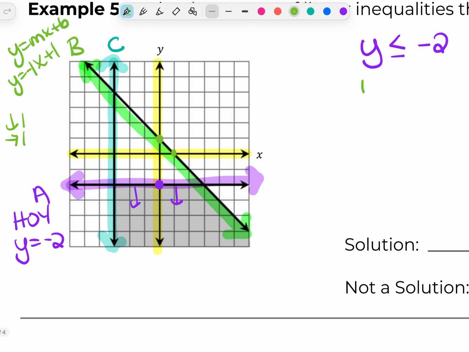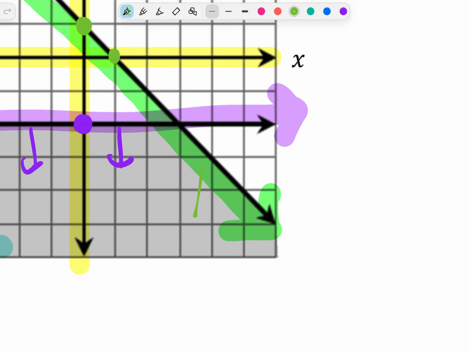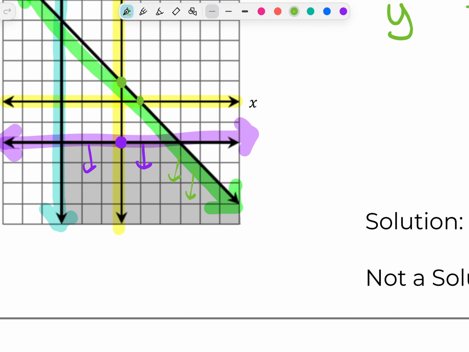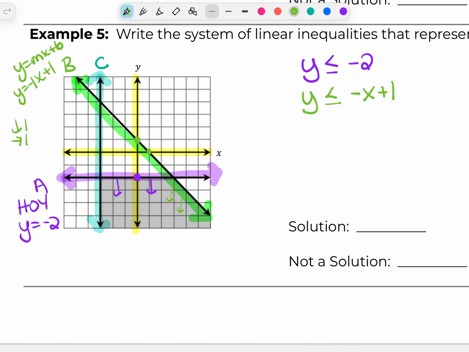When I write my inequality, I can just do a -x instead of a -1, but it's okay if you leave it. And then let's look at our shading. To get to the gray, I do have to shade below. So that is a less than. It is also a solid line, so it would be equal to. And then the last one, C, that is a vertical line. That's a VUX. Let's see where it intersects the x-axis. That looks like -3.